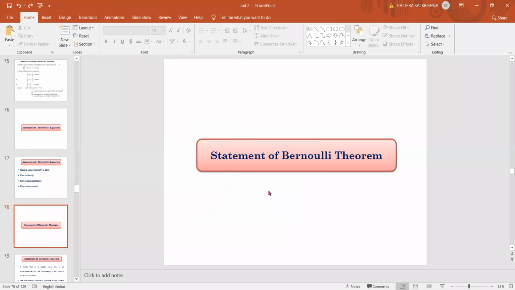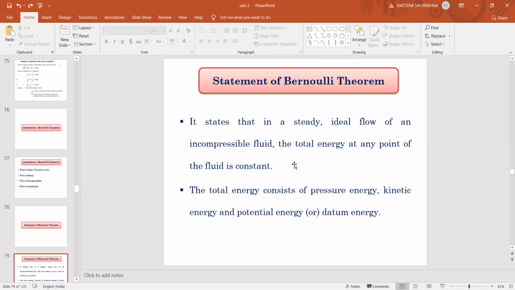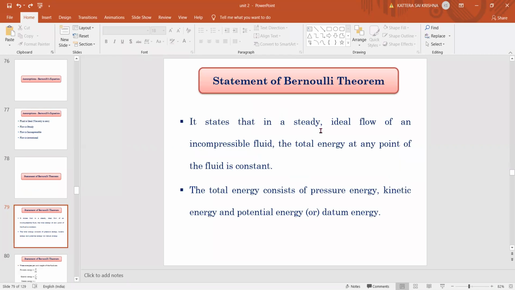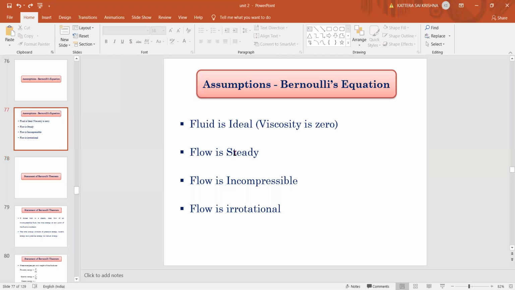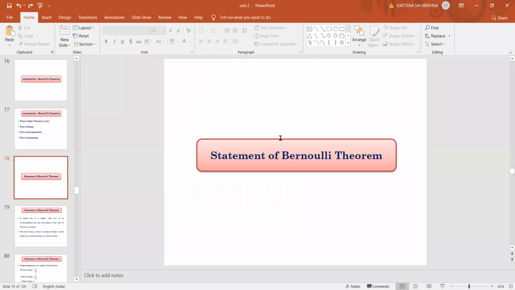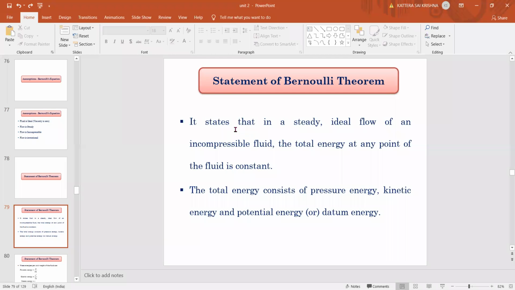Next, we are taking the statement of Bernoulli's equation. This is also a very important 2 marks question: state Bernoulli's theorem. It states that in a steady ideal flow of an incompressible fluid, because as I said, these are the assumptions we have taken. These are the three assumptions which are used. One more is irrotational, which we are not using here.